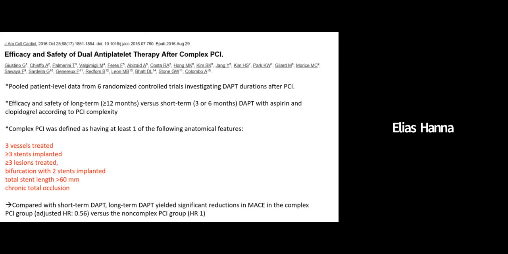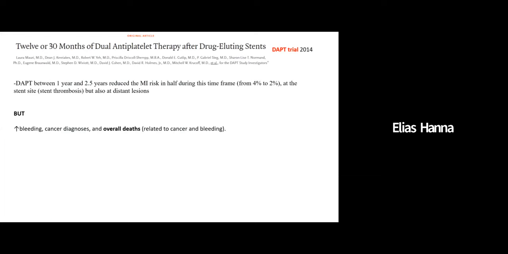So there is this study called the DAPT trial. I hope you all know it, a landmark trial. What it did, it randomized patients to 1 year of DAPT versus stopping DAPT at 1 year versus continuing it to 2.5 years.